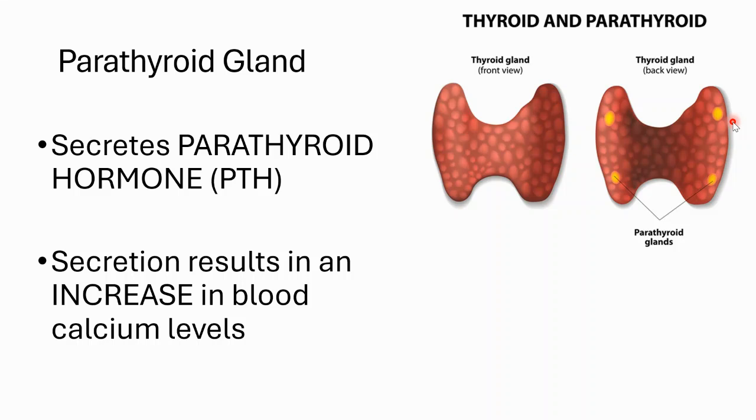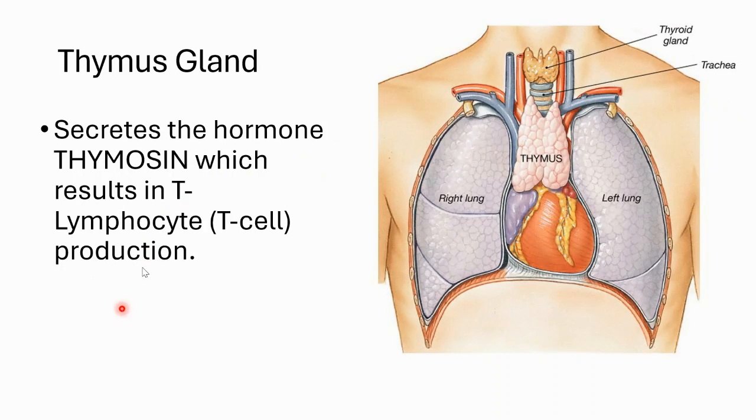It's just housed there. So your parathyroid hormone is secreted by your parathyroid gland, and it is secreted when calcium levels are low, resulting in an increase in blood calcium levels. Your thymus gland, take a look at where your thyroid gland is, okay? Just beneath that sits on top of your heart, covering those blood vessels there. That is your thymus gland.